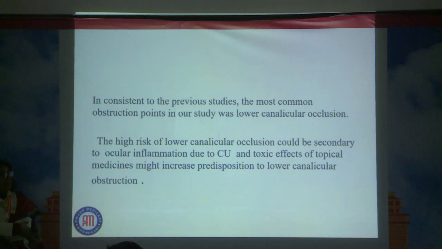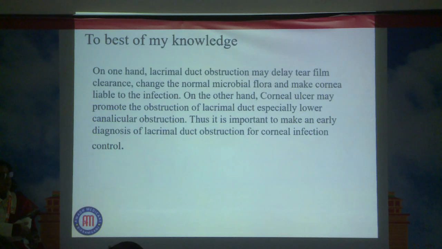Inconsistent with previous studies, the most common obstruction point in our study was lower canalicular occlusion. The high risk of lower canalicular occlusion could be secondary to ocular inflammation due to corneal ulcer, and the toxic effect of topical medicines might increase predisposition to lower canalicular obstruction. To the best of my knowledge, on one hand, lacrimal duct obstruction may delay tear film clearance, change the normal microbial flora, and make the cornea liable to infection. On the other hand, corneal ulcer may promote obstruction of the lacrimal duct, especially lower canalicular obstruction. Thus, it is important to make an early diagnosis of lacrimal duct obstruction for corneal infection control.